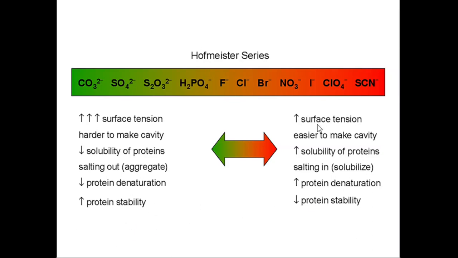Here, these ions have higher surface tension, though not as high as compared to those ions. Solubility of proteins increases, that is salting in takes place. Protein denaturation happens when the protein is in solution for a long period. Protein denaturation is increased, so naturally the outcome is a decrease in the stability of the protein.